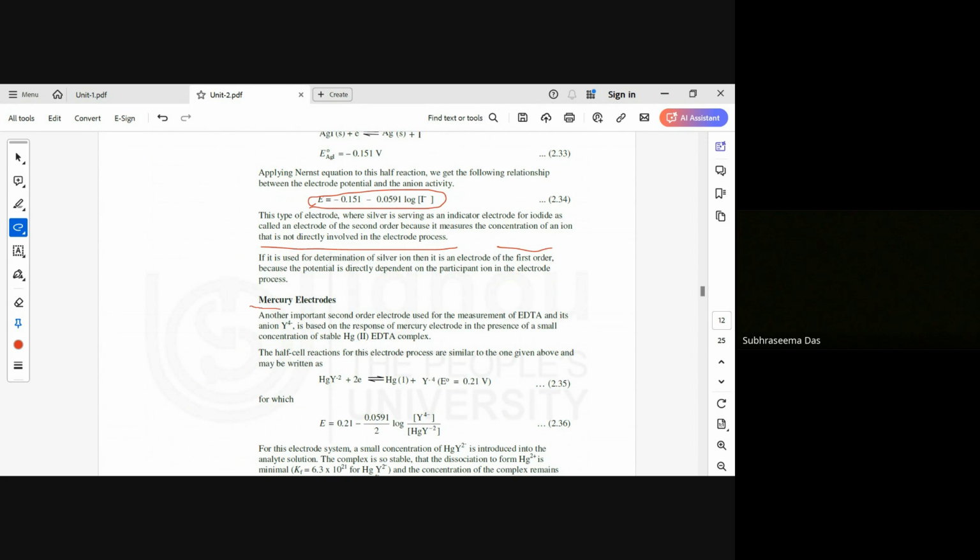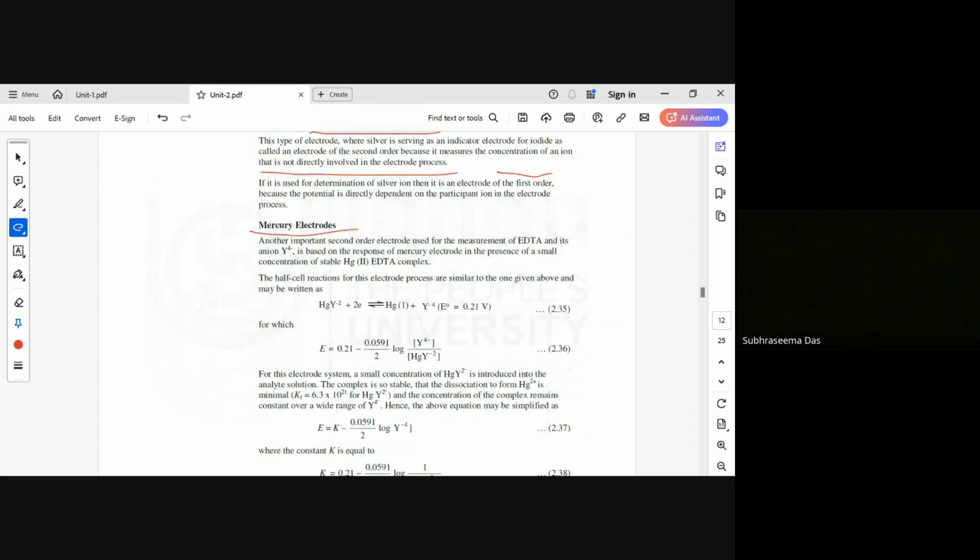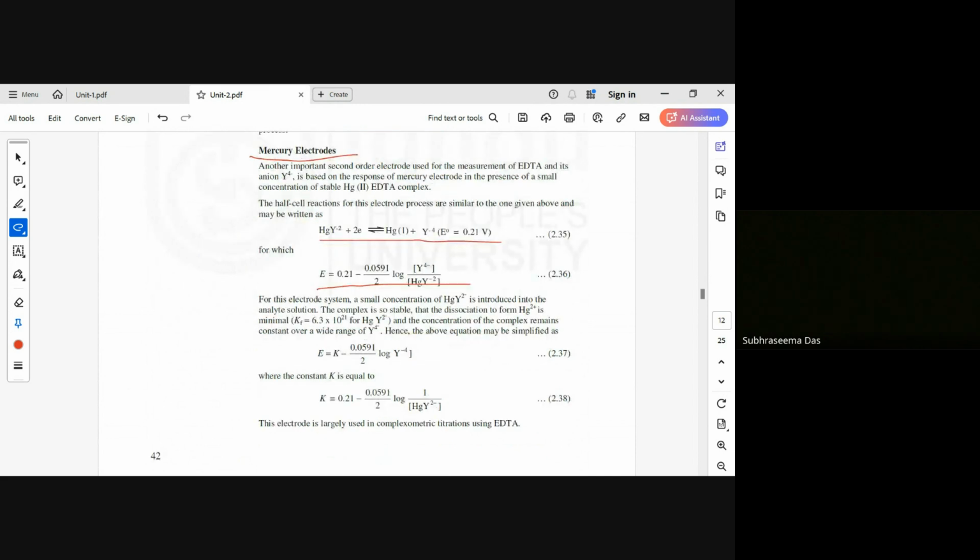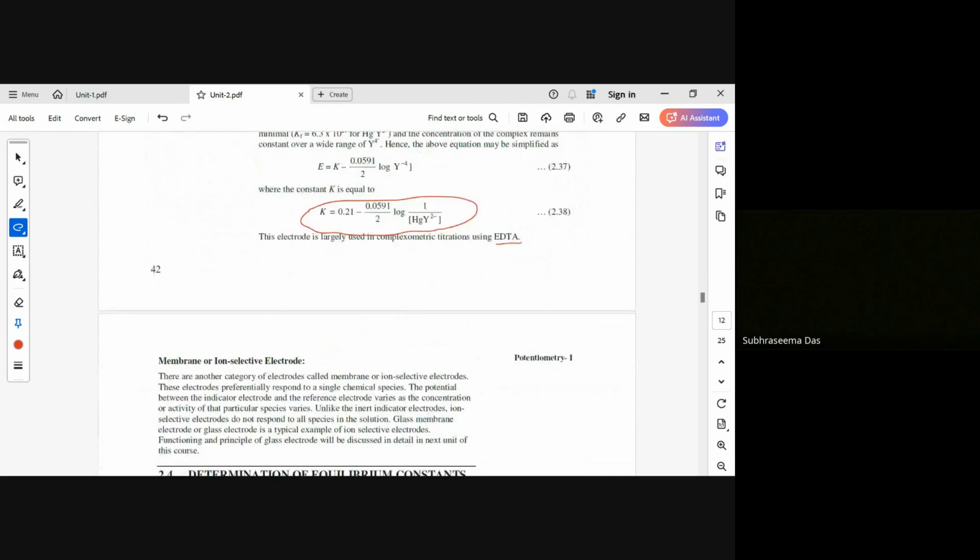Now the next indicator electrode that is commonly used is the mercury electrode. Another important second order electrode, used for the measurement of EDTA and its anion Y4 minus, is the mercury electrode. The half reactions may be given by this and the EMF is given by this equation. So overall the equation can be written for the mercury electrode. The K is given by this. This electrode is particularly used in complexometric titrations that use EDTA. In general, we do not find much use of mercury electrodes apart from complexometric titrations.